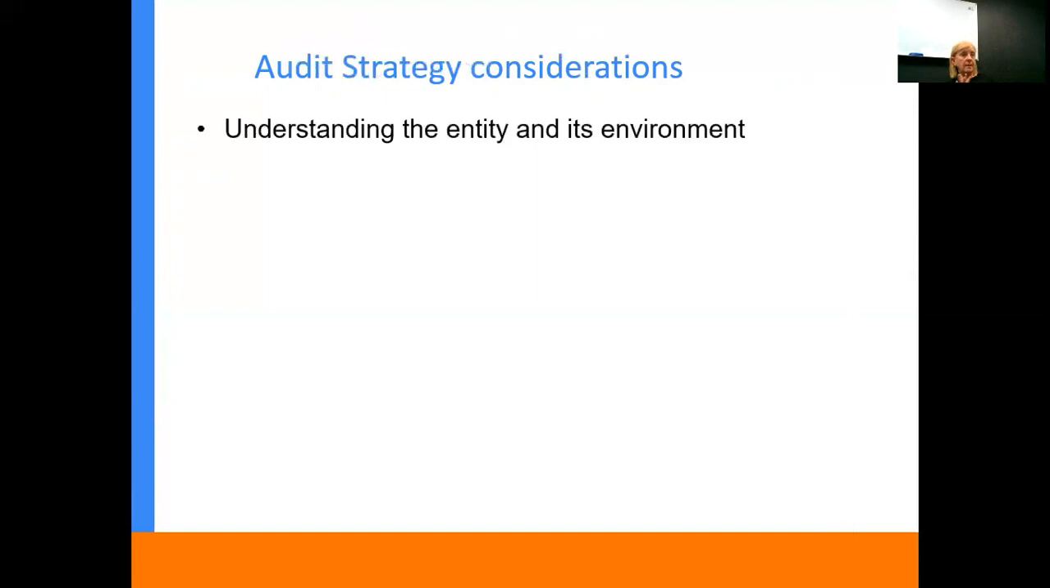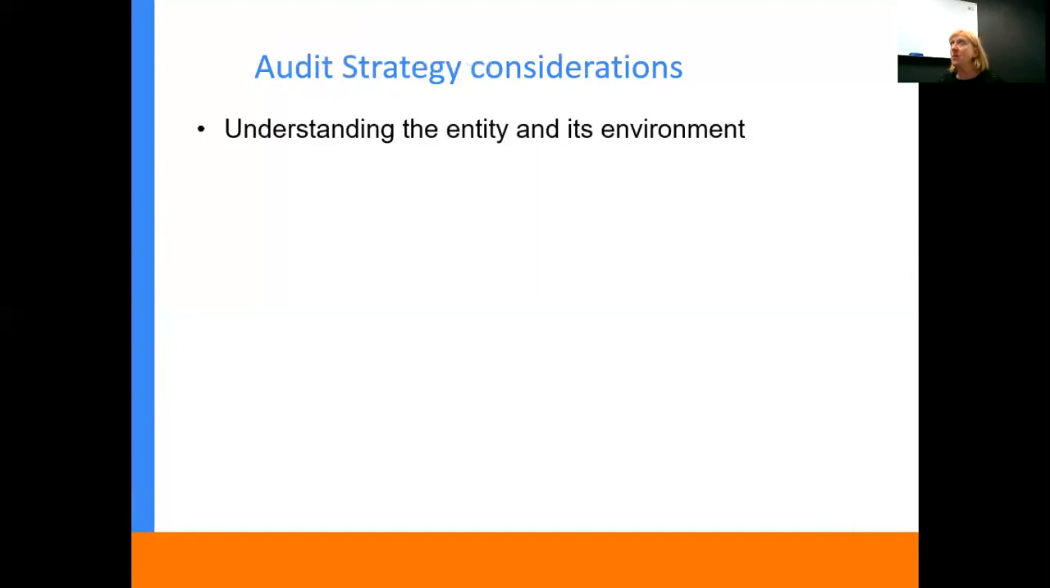ASA 315. Yes. And this name is very big, like understanding the entity and its environment, so do we need to write down the whole name of the standard? I think we just need to mention ASA 315. Oh, just ASA 315. Yep. That's right. You don't have to put the name all the time.